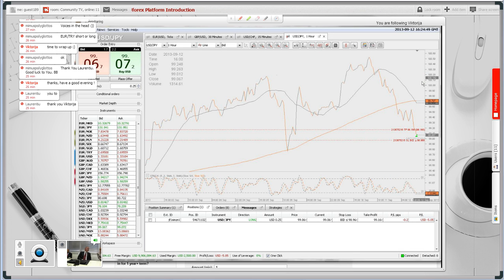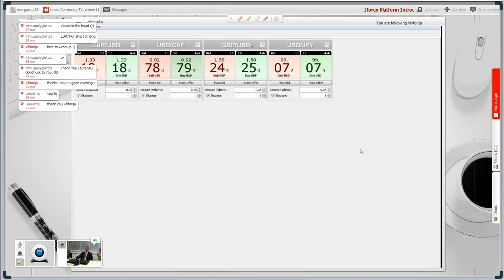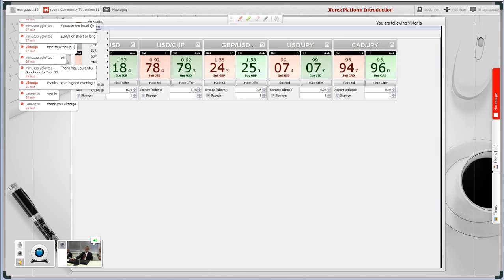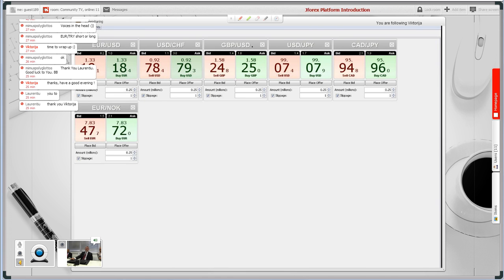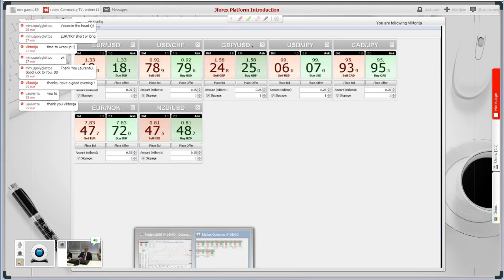One currency pair is not enough. I want more. You go to Tools, Market Overview, and there you can have as many pairs as you want. You go to Instruments, and you add the currency pairs you want. And from this page, I can trade, and I find it back here on the platform.